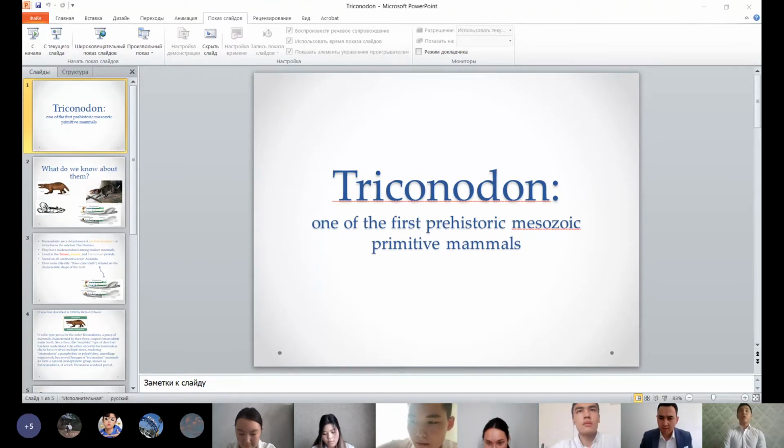And the last one, importance of Trikonodon. Trikonodon is significant in the understanding of the evolution of mammals by originating the understanding of the Trikonodon grade and Eutrikonodon clade. Further discoveries on its skeletal anatomy also offer further insights on the biology of Mesozoic mammals. And that's it for me.